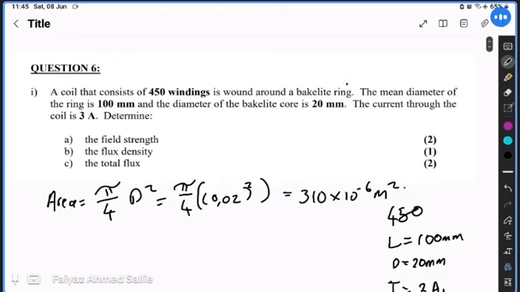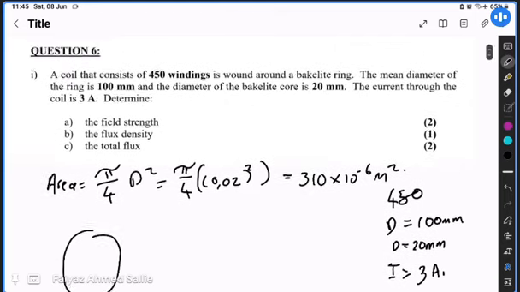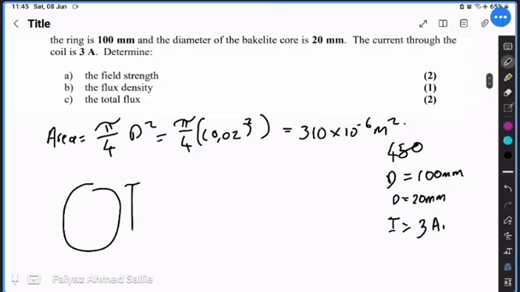So we know from this question that it says that it's a ring, right? So because it's a ring, we have to get, sorry, this here, this 100 millimeters. It's not the length. Sorry, this is the diameter. So there's two diameters. So we have this diameter, and then we have this diameter of the wire. So this is the wire, and this is the loop.